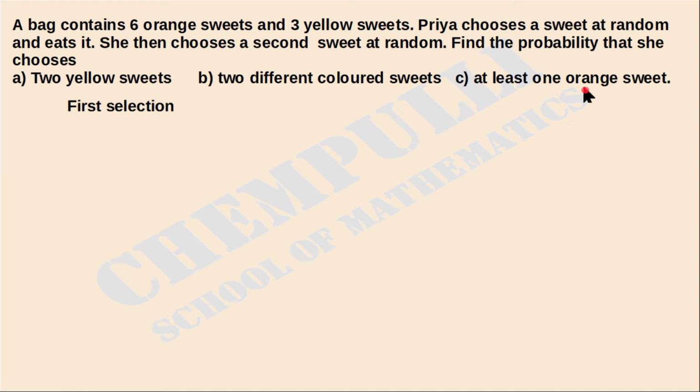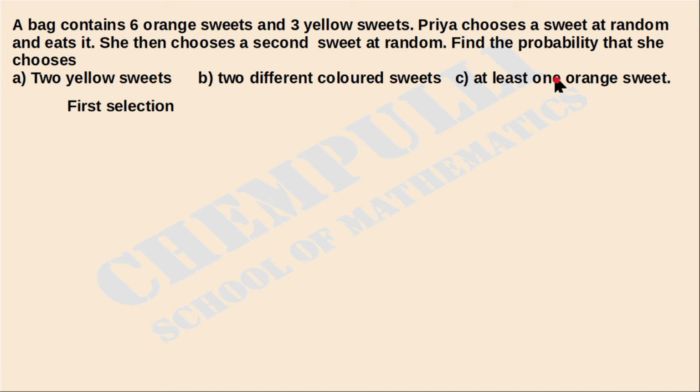Okay, then here in this case you can check. Here the bag contains how many orange seeds? 6 orange seeds and 3 yellow seeds. Here Priya chooses a seed at random and eats it. That means it is a without replacement case, because she eats that seed. Then she chooses a second seed at random. Then find the probability of this part.